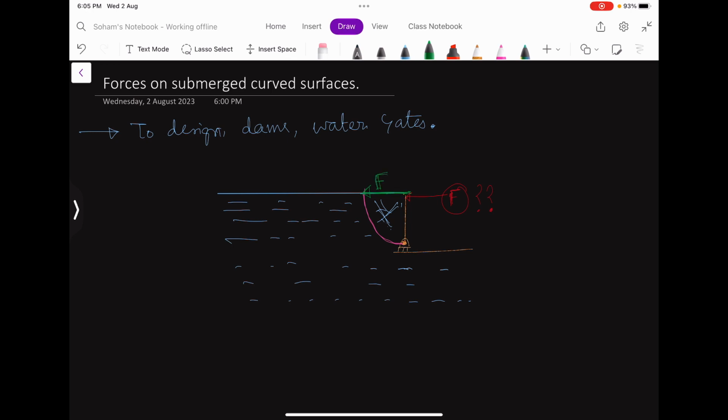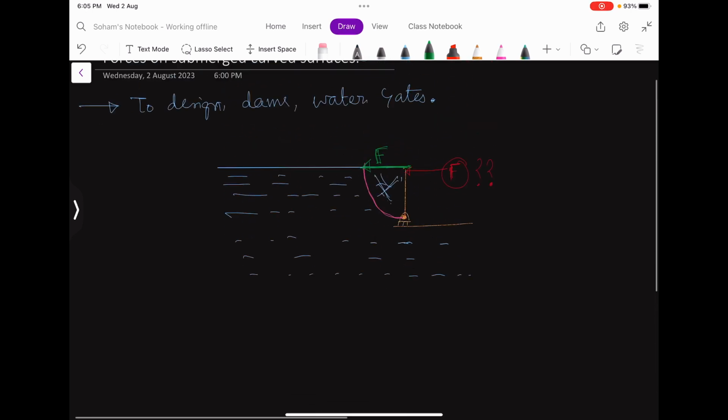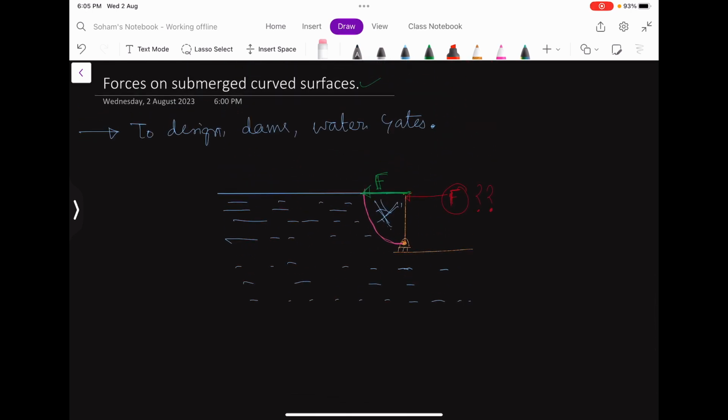So to find that force, or maybe given that force, that I am only capable of putting this much amount of force, but I have to find the dimension of the gate. For these two situations you are required to have the knowledge of these forces on submerged curved and flat surfaces. So now let us move to the submerged surfaces.